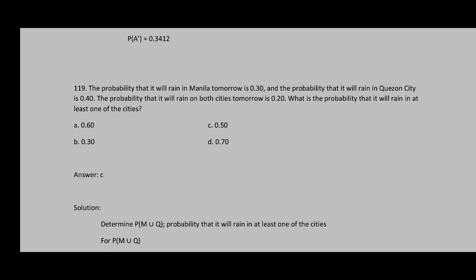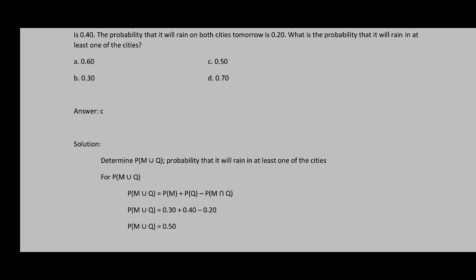Okay, so solution, determine P of M union Q, the probability that it will rain in at least one of the cities. P of M union Q is equals to P of M plus P of Q minus P of M intersection Q. That is 0.30 plus 0.40 minus 0.20. Sagot mo dyan ay 0.50, yung P of M union Q natin.